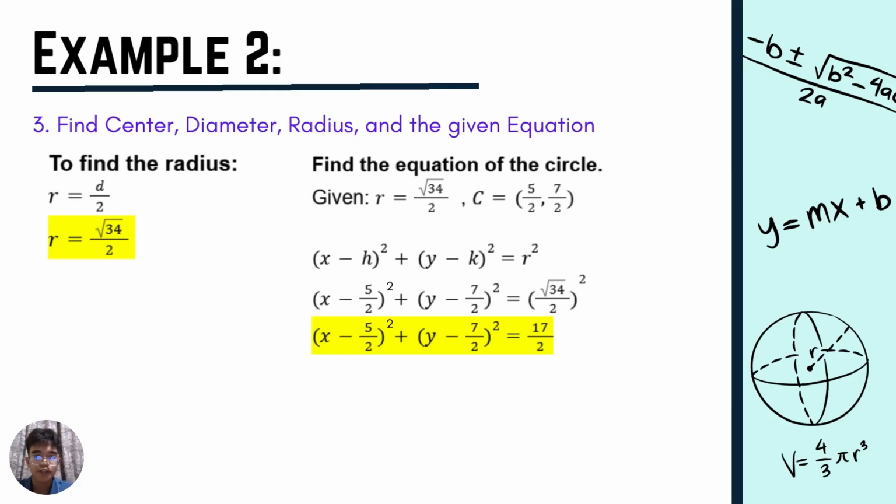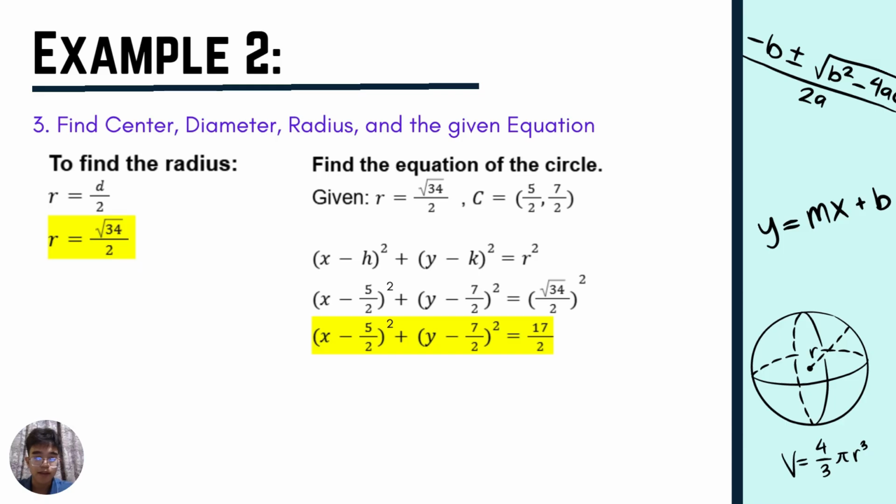Now let us find the equation of the circle. Take note that our radius is equal to square root of 34 over 2, and our center is located at 5 over 2, that is our x, and our y is 7 over 2. Since the center is not at the origin, we will use x minus h squared plus y minus k squared is equal to r squared. Take note that x is our h. Therefore, our h is equal to 5 over 2. And our k is 7 over 2.